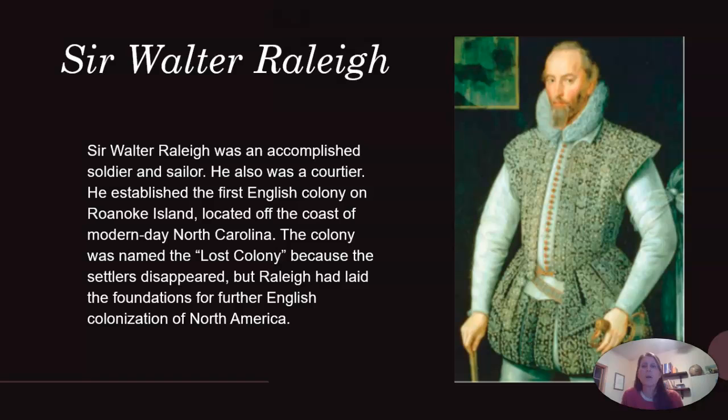Sir Walter Raleigh. Sir Walter Raleigh was an accomplished soldier and sailor. He was also a courtier. He established the first English colony on Roanoke Island, located off the coast of modern-day North Carolina. The colony was named the Lost Colony because the settlers disappeared. But Raleigh had laid the foundations for further English colonization of North America.